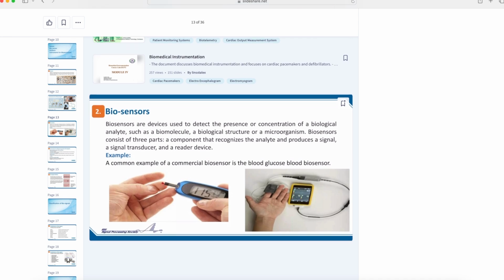Biosensors. Biosensors are devices used to detect the presence or concentration of a biological analyte, such as a biomolecule, a biological structure, or a microorganism. Biosensors consist of 3 parts: a component that recognizes the analyte and produces a signal, a transducer, and a reader device. A common example of a commercial biosensor is the blood glucose biosensor.